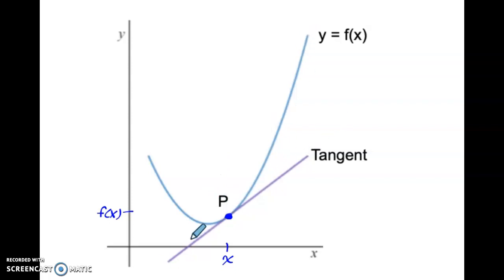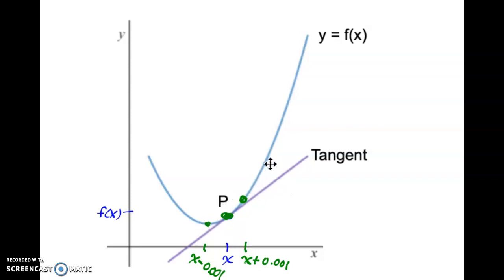And now we only know 1 point on this tangent line. We know point P. It also happens to be a point on the curve. We need 2 points. So what I'm going to do is on my blue curve here, I'm going to go up a little bit to x plus 0.001. And then I'm also going to go down a little bit to x minus 0.001. Okay, so I've now taken 2 points, one that's up a little bit, one that's down a little bit.